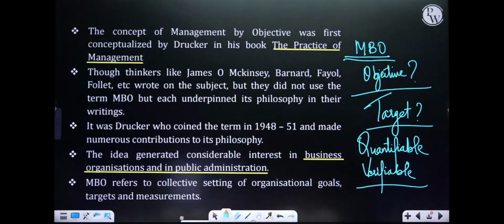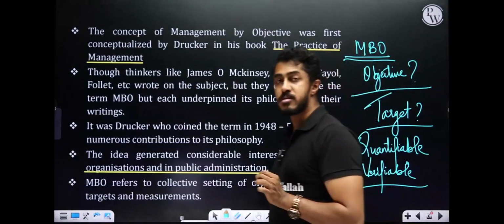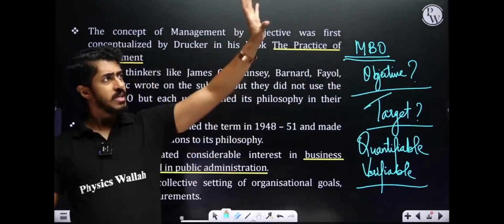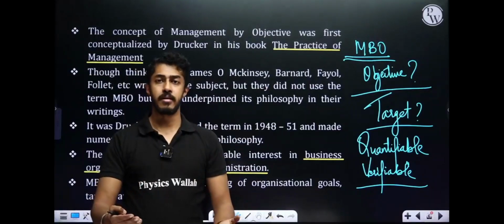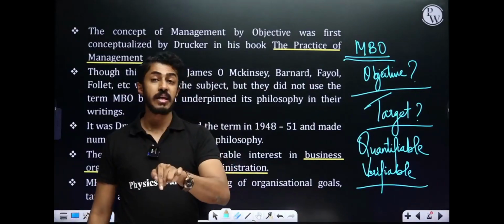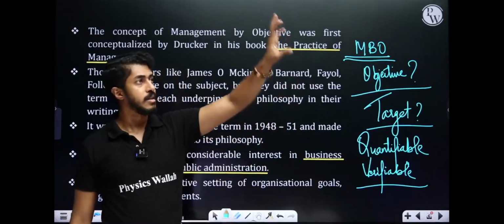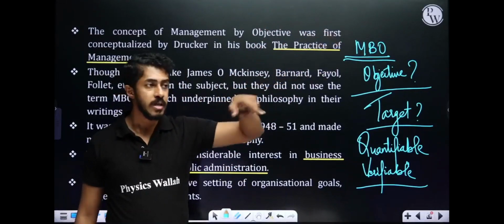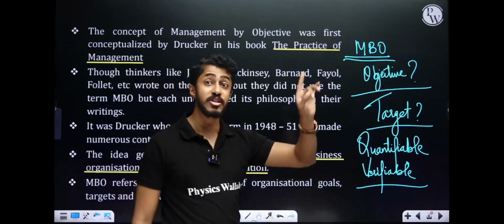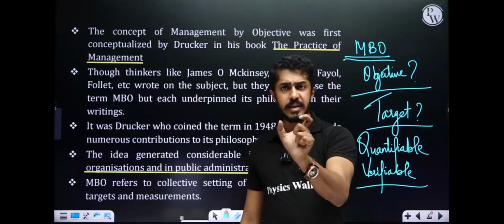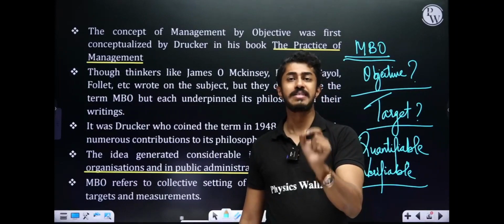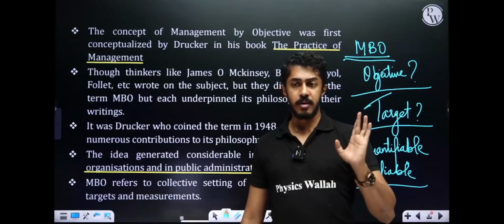MBO refers to the collective setting of organizational goals, targets, and measurements. Collectively, you set a goal, set a target, and you keep measuring it. Keeping on measuring means we can decide whether, for the target I have to achieve, I am going in the right direction. Easy, because the quantity is there, it's data, it's figures. Clear, people?